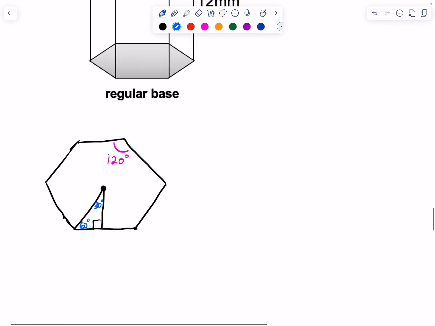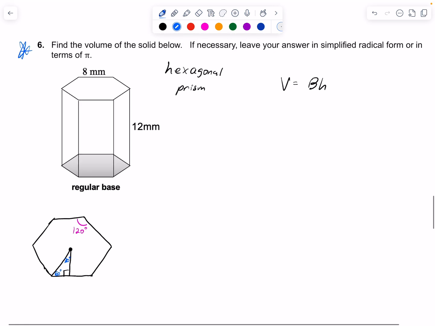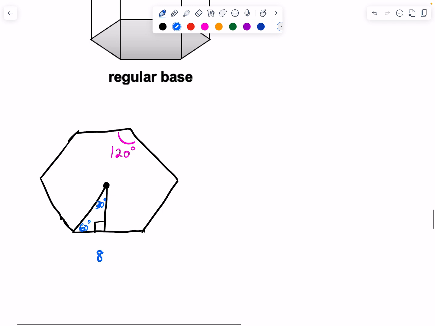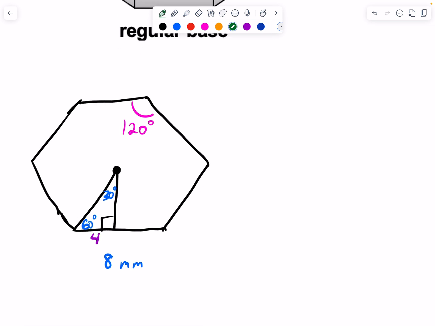Now it does tell us in the problem that the base, if you look at this value here, the 8 millimeters is going to go here. So that means if I split it in half, that's going to be a 4. And we have a 30, 60, 90 right triangle, so I can fill in the rest of these. They've given me the side opposite the 30-degree angle, so the small leg. So the large leg is going to be 4 times the square root of 3, and the hypotenuse is going to be double that small leg, which is 8.